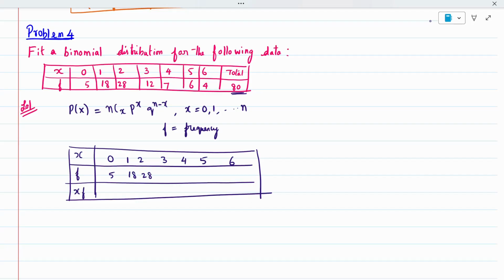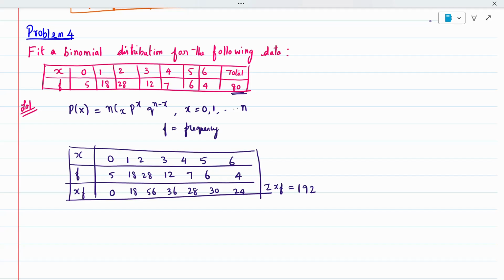I am writing the question as it is. This is our question. 0 into 5 is 0. 1 into 18 is 18. 2 into 28 is 56. 3 into 12 is 36. 4 into 7 is 28. 5 into 6 is 30. 6 into 4 is 24. Calculate the total of xf: 18, 56, 36, 28, 30 and 24. I am getting 192. The total is 192.